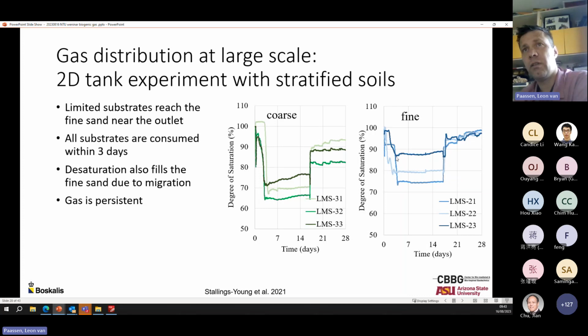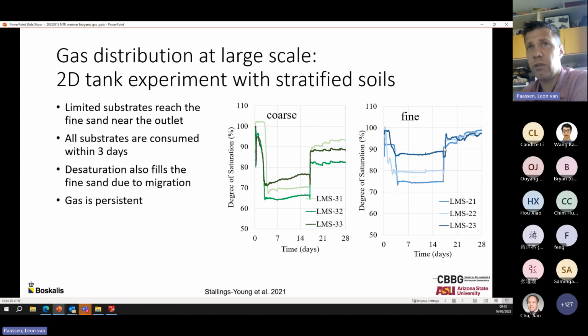So still we see here the degree of saturation for the fine grained sand is a little bit higher than in the coarse grained sand. And this is because there were lower substrates, and particularly on that right corner of the fine grained sand. So the degree of saturation you get there is just purely by gas migration and not additionally by gas formation.